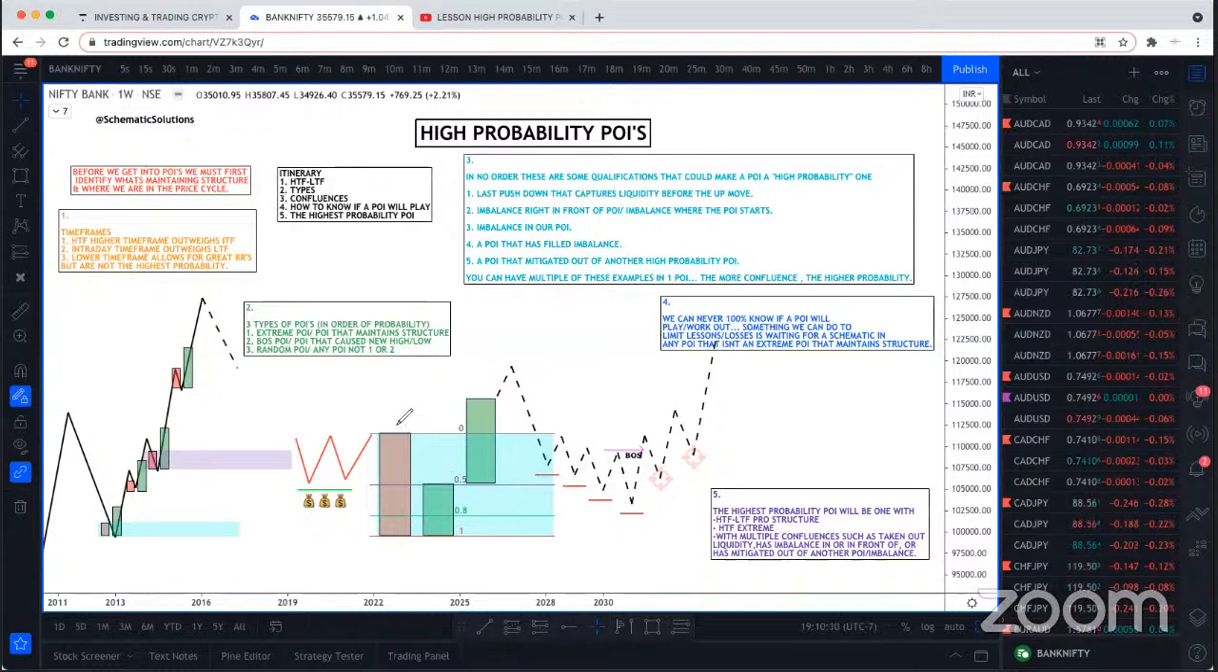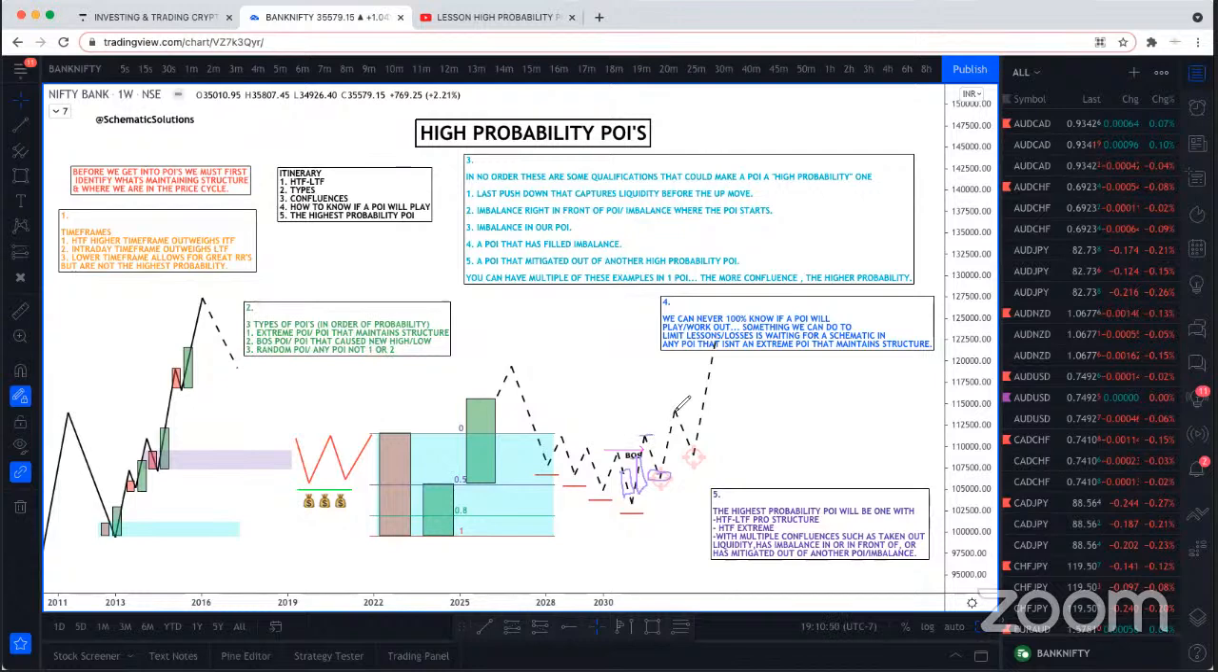So, getting into that, let's say this is our point of interest. Anything that's not an extreme requires a schematic, and all we're looking for is one drive, two drives, three drives minimum. We get three drives and a break of structure inside of our schematic. Once we get those confirmations, which are a minimum of three drives and a break of structure inside of our point of interest, we can then start looking for entries. And our entries are typically going to be right after the break of structure as we retrace back down into this point of interest.